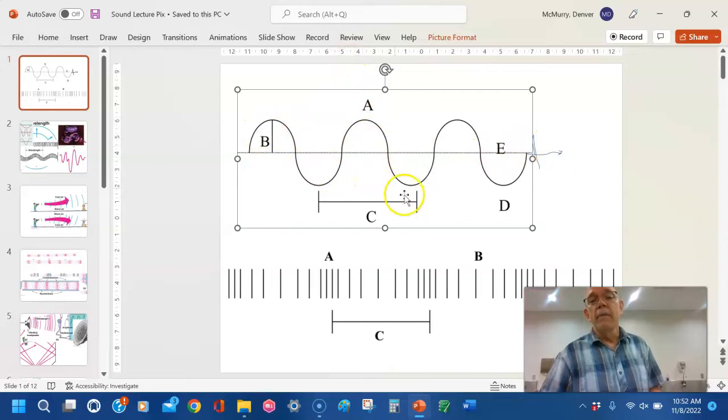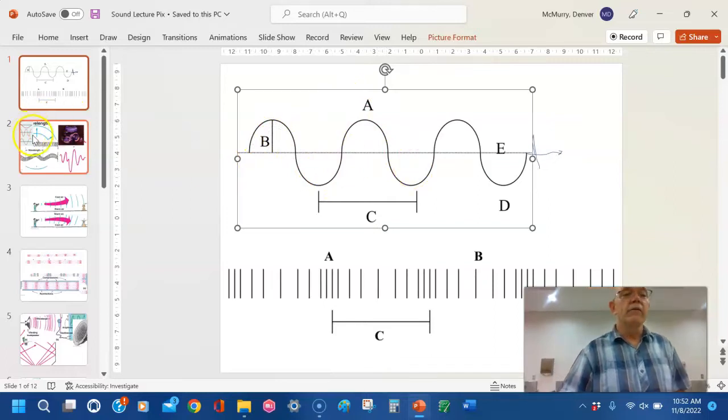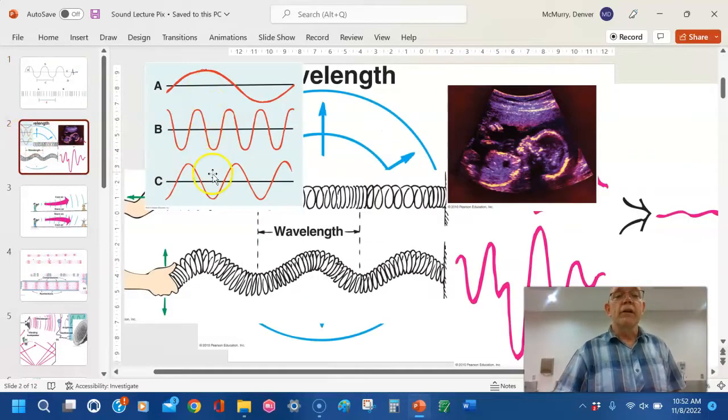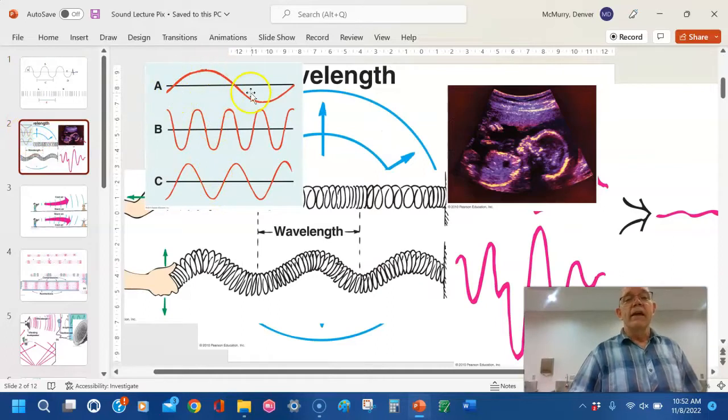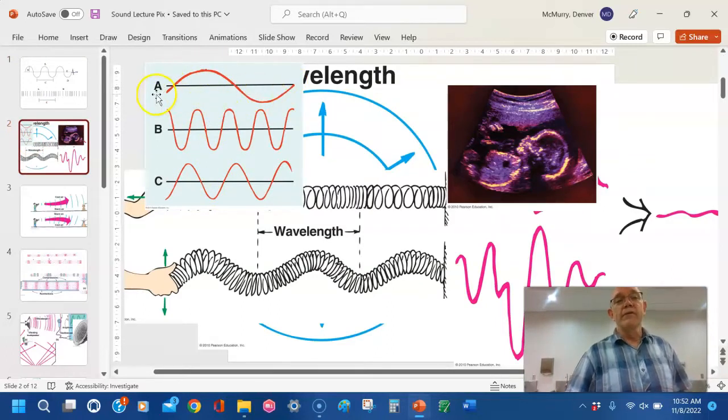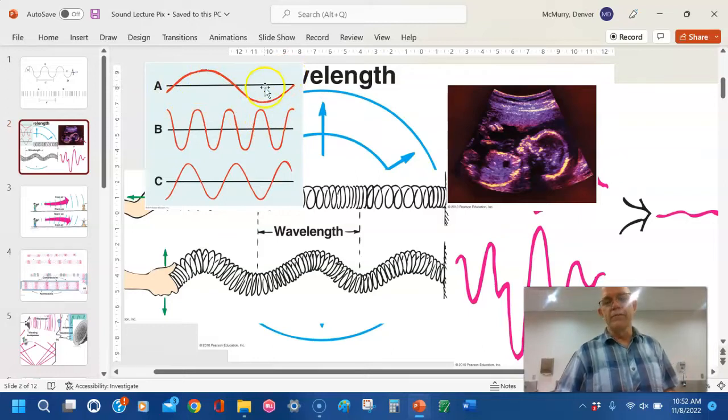Okay, now frequency is how often this goes up and down. All right, for example, if you look at these three, they have a different frequency. This one, when it travels this distance, has only gone up and down once. So we have a frequency of 1 hertz. It's measured in hertz. Okay, not Jalen, that's a whole different guy.